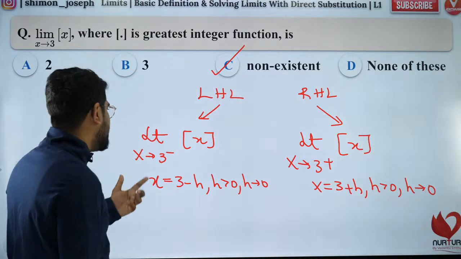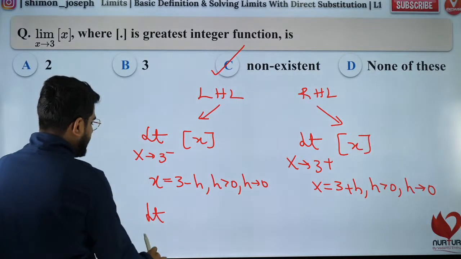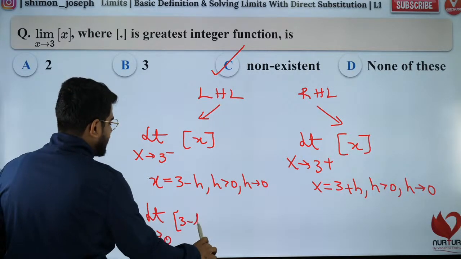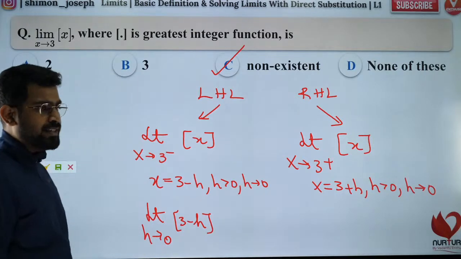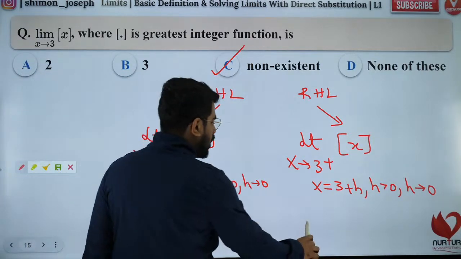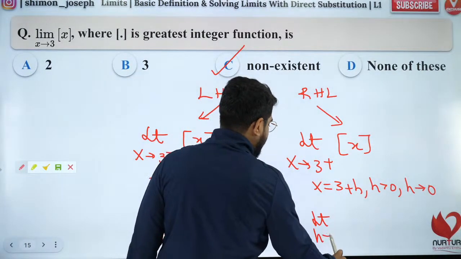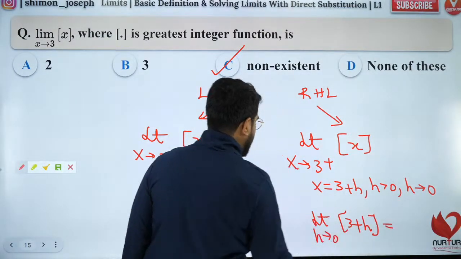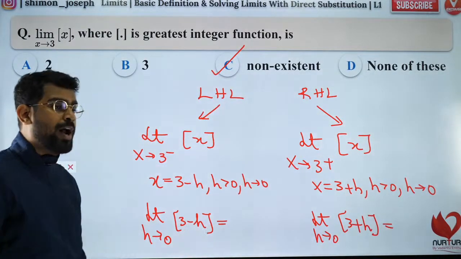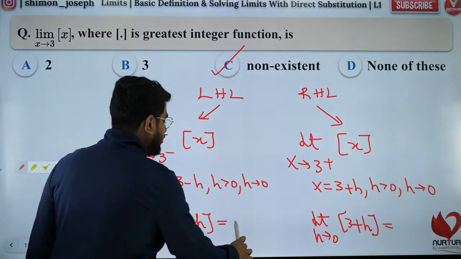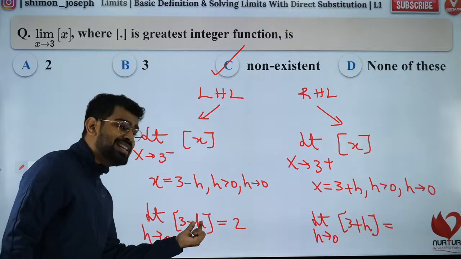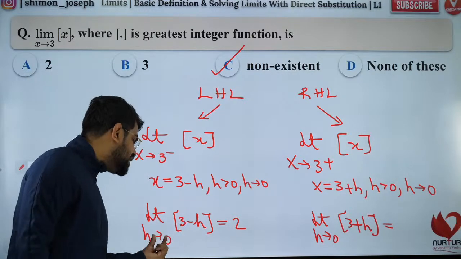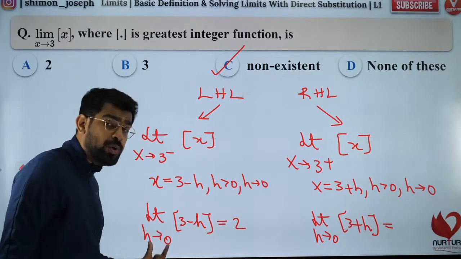Okay. So if I substitute, what will happen? I'll get limit h tending to 0 of box of 3 minus h. Got it? And then here you will have limit h tending to 0 of box of 3 plus h. So guys, box of 3 minus h is what? Box of 3 minus h will be 2 because it is 3 subtracted by a small number. Okay, h is tending to 0 but h is not equal to 0.